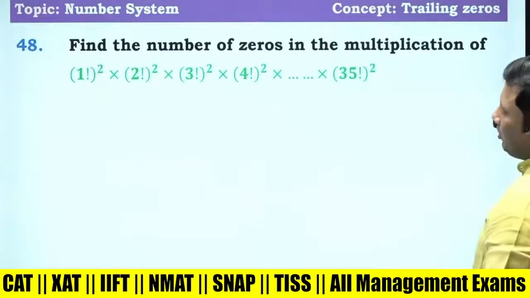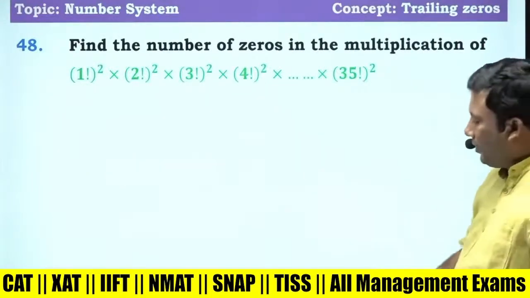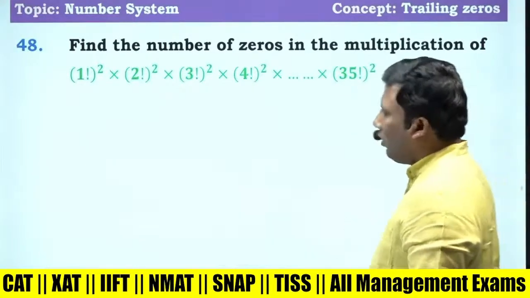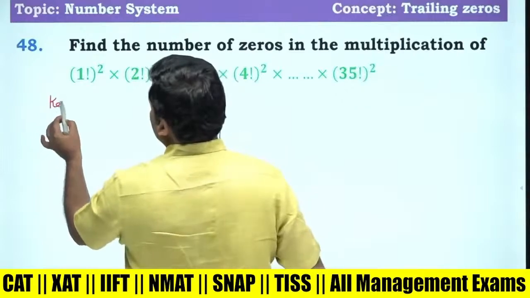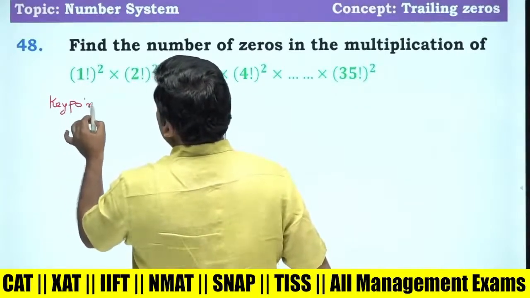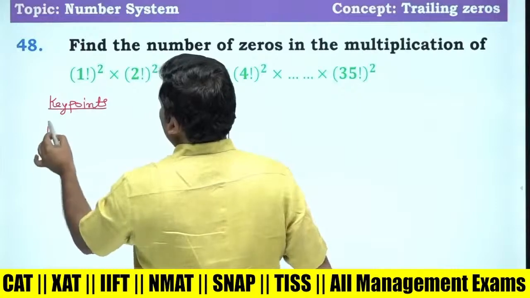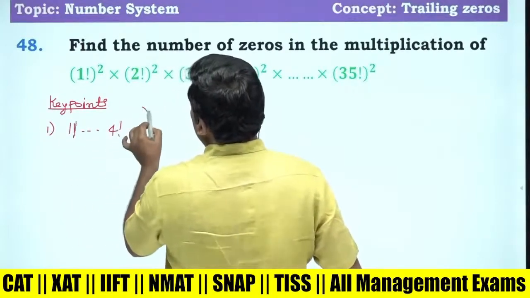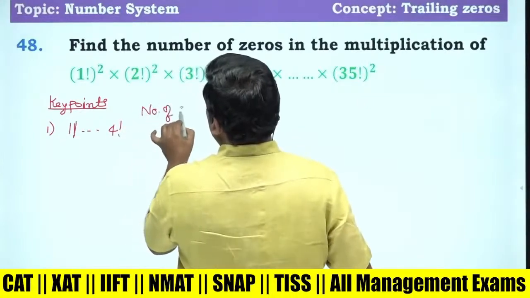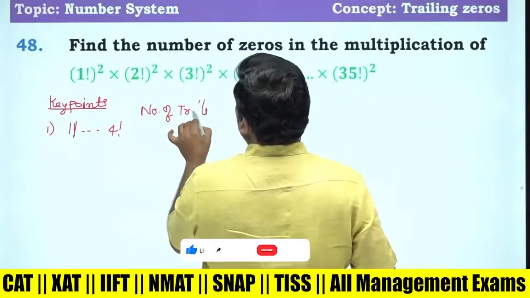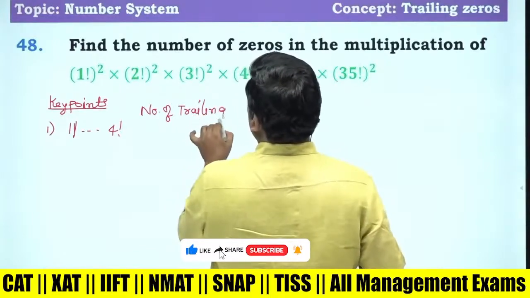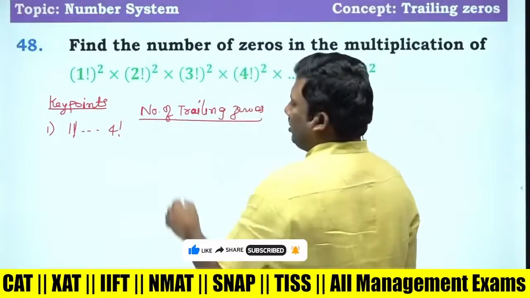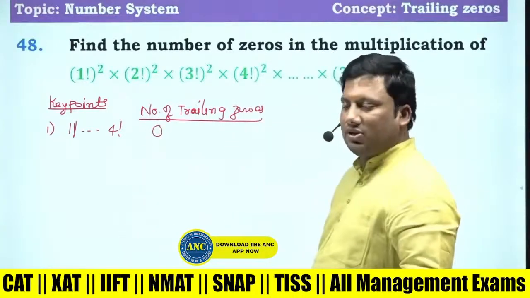Next one, another question. Oh, this is also a level 3 question, sir. We already discussed it. Let me write down that key point. What are the key points that we discussed? We discussed it in session number 1. From 1 factorial to 4 factorial, the number of trailing zeros: there will be no 5s, so the number of trailing zeros will be 0.